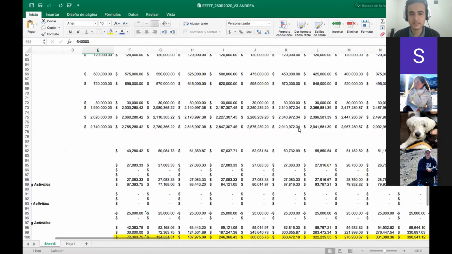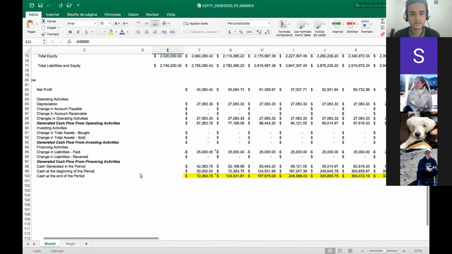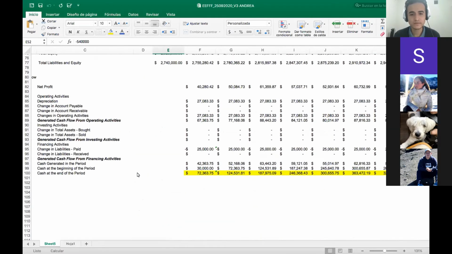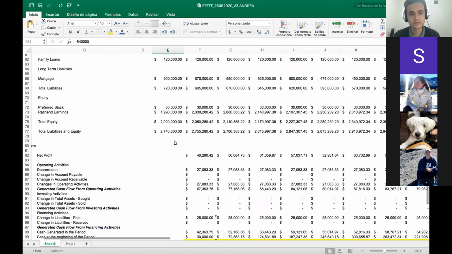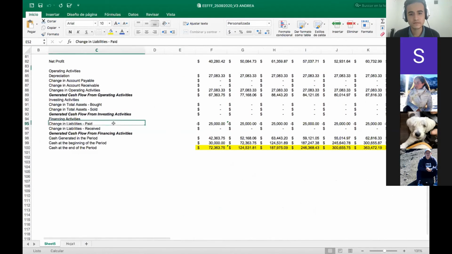¿Qué me quieres preguntar, Andrea? Es que no entendí. Según yo, cuando pagas tu deuda, que son los 25,000 pesos que paga cada mes, se pone en liabilities paid, ¿no? Y el cambio cuando inviertes en tus assets, se pone como... That word is wrong. It's bought. Yes, you put it there. You put it as assets bought.